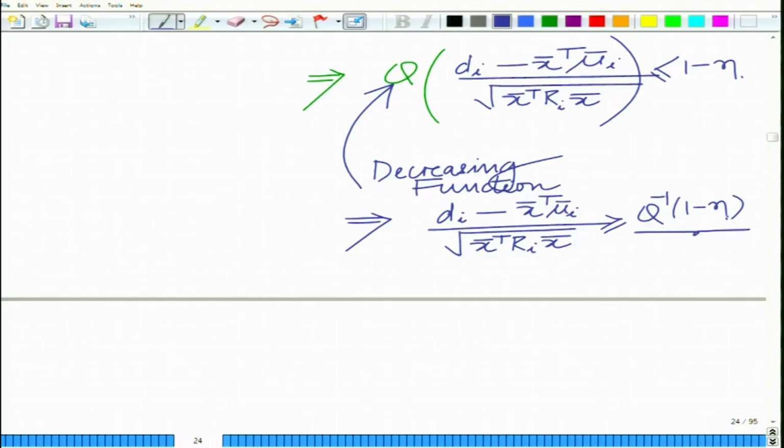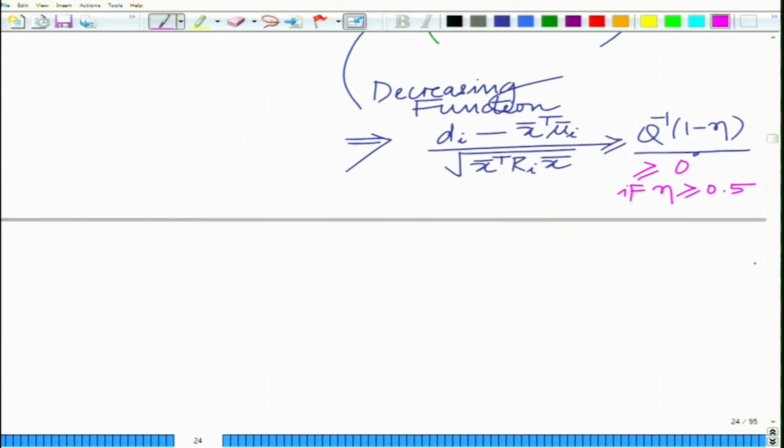And note that if eta is greater than 0.5, that is, the reliability with which this has to hold is greater than 50%, then this Q inverse of 1 minus eta is greater than or equal to 0. So, this quantity is greater than or equal to 0 if eta is greater than or equal to 0.5. Okay. Let me just simplify this now further into something that is interesting.